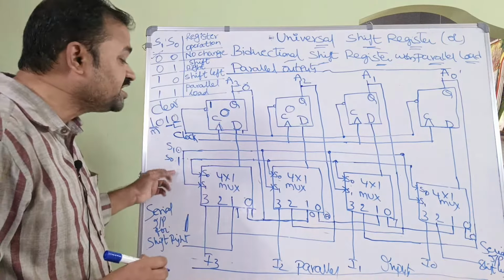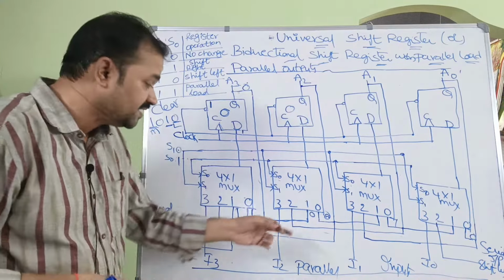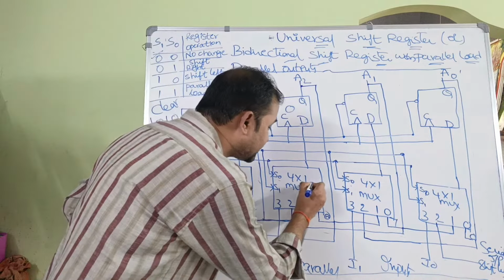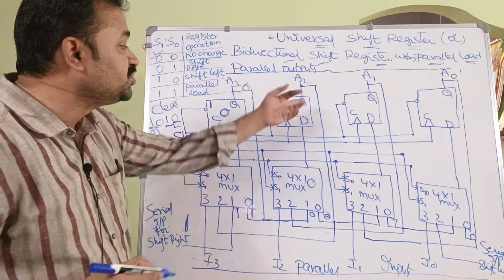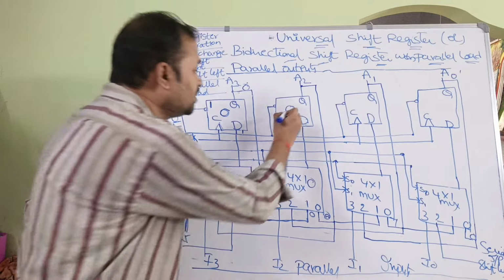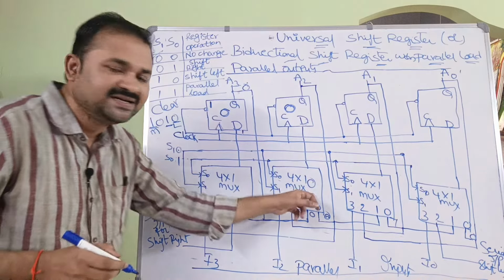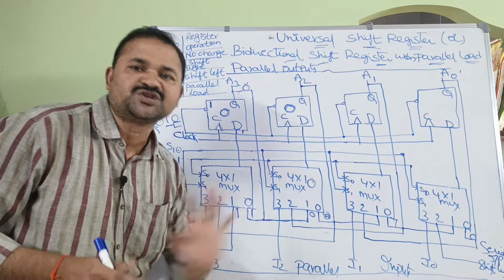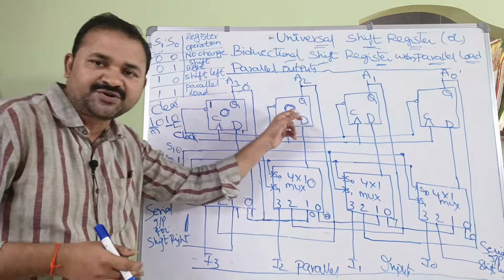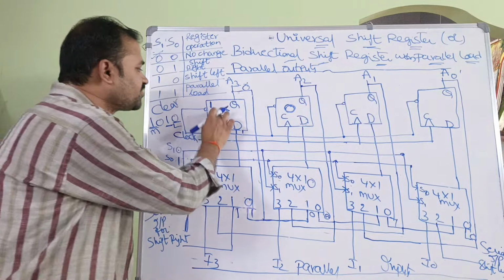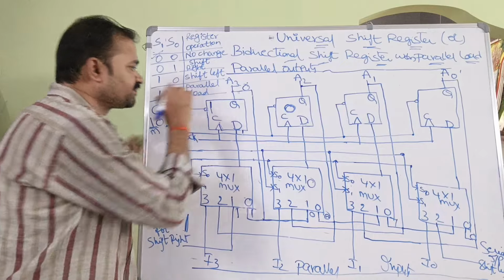If the selection inputs are 0, 1, then what will happen? This input will be selected. So now the multiplexer contains 0. So now this 0 will be passed to the D flip-flop. So now the D flip-flop will contain 0. This 0 will be supplied to the next flip-flop. This 0 will be shifted to the next flip-flop. Next, here we have 1. So that 1 will be here.